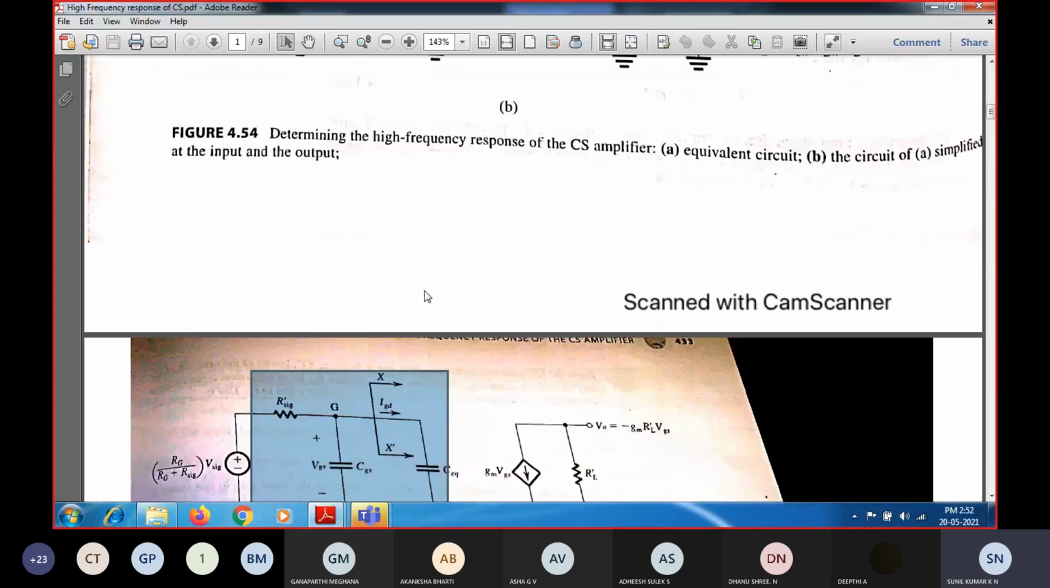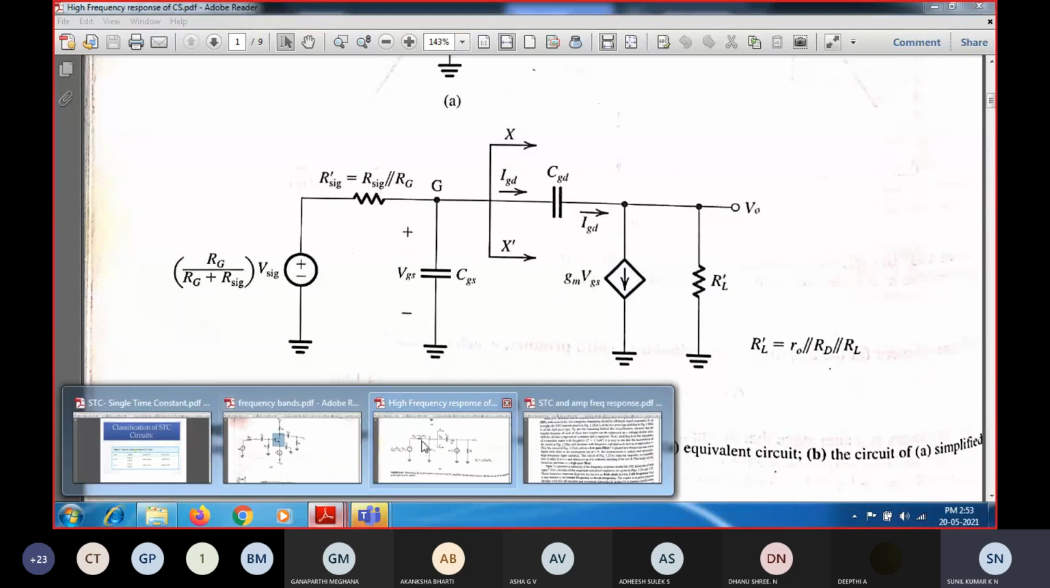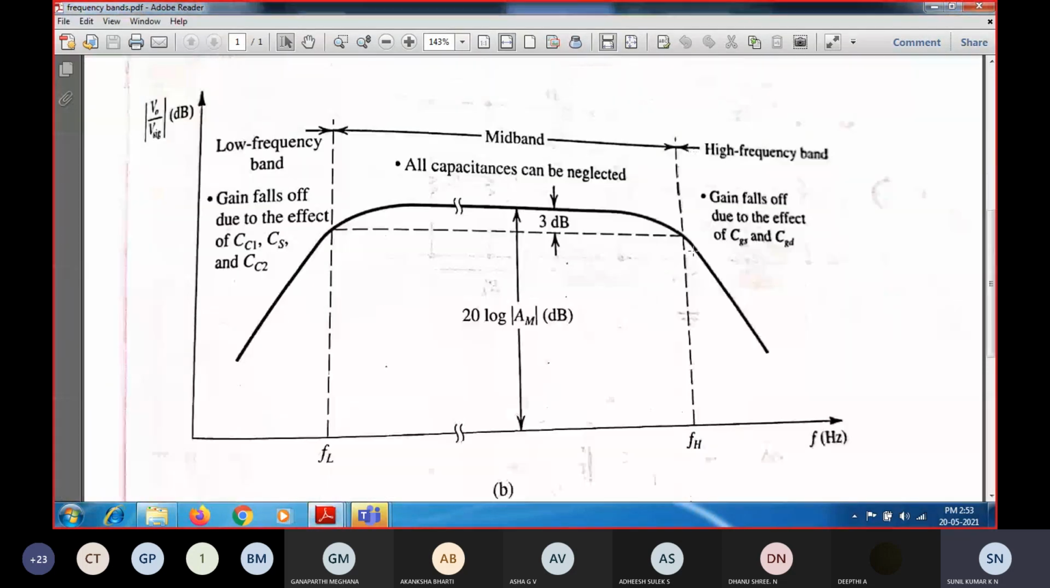Now we have to scratch a little bit. If I talk about the high frequency response, this is the frequency response. In the vicinity of the upper cutoff frequency, because you have to recall we are dealing only with the higher cutoff frequency, whenever the input signal is at higher frequency, near the upper cutoff frequency, the effect of CGS and CGD will be less.